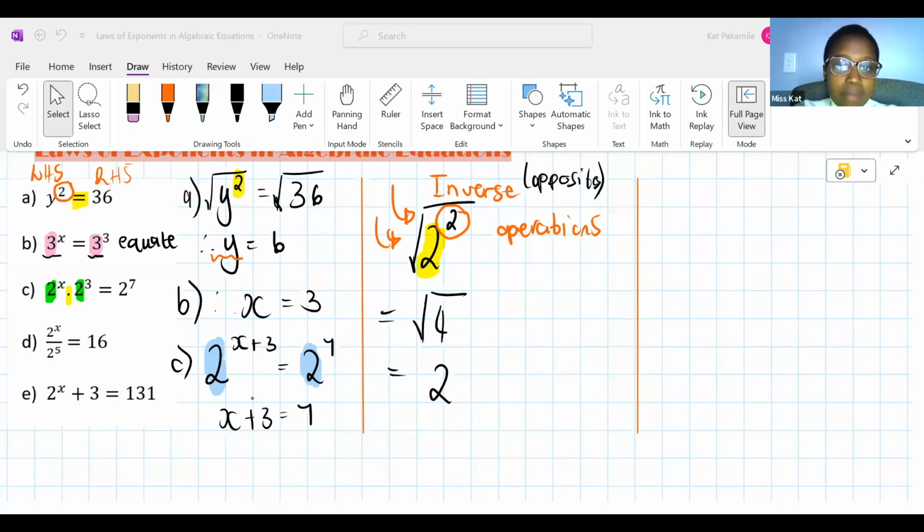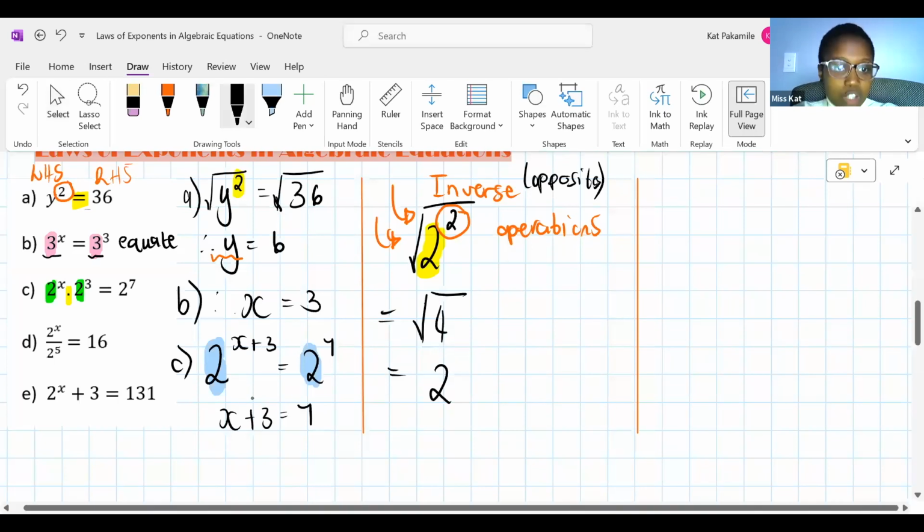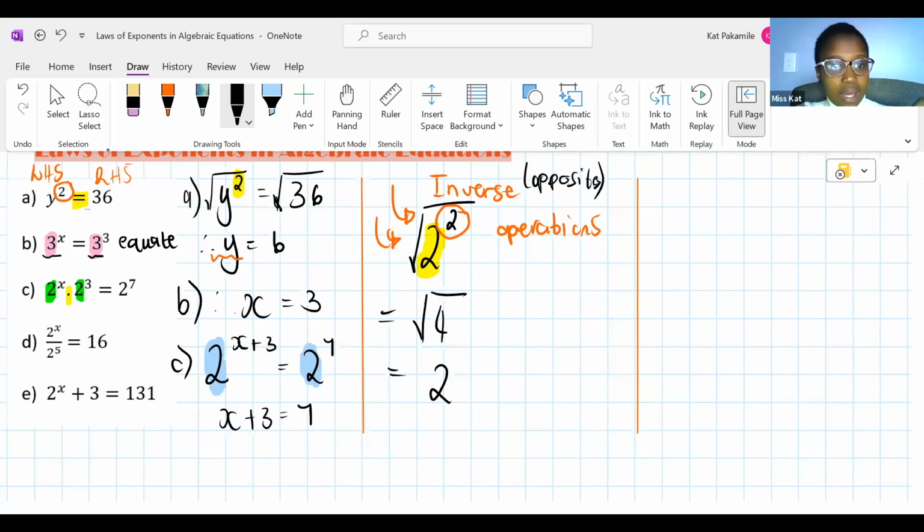So if you have the same bases on 2 sides, look here at number B, right? Same base, same base. So exponents have to be equal. Remember, this is an equation. It's telling you that this side is equal to that side. So if 3 to the power of something is equal to 3 to the power of 3, then that something has to be 3. In the same way with number C, 2 to the power of x plus 3 is equal to 2 to the power of 7. That means x plus 3 has to equal 7.